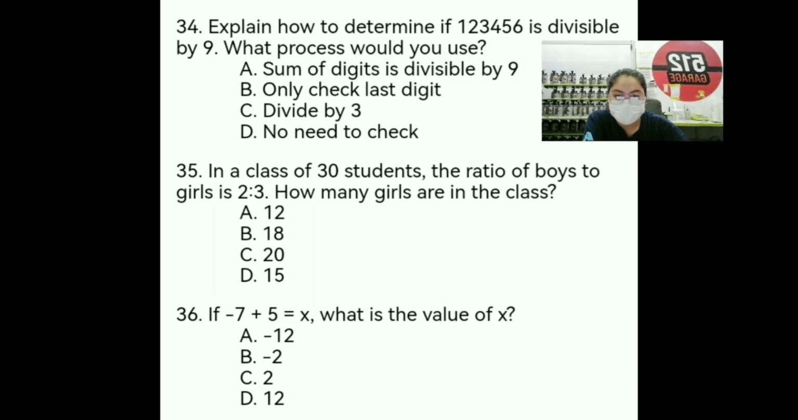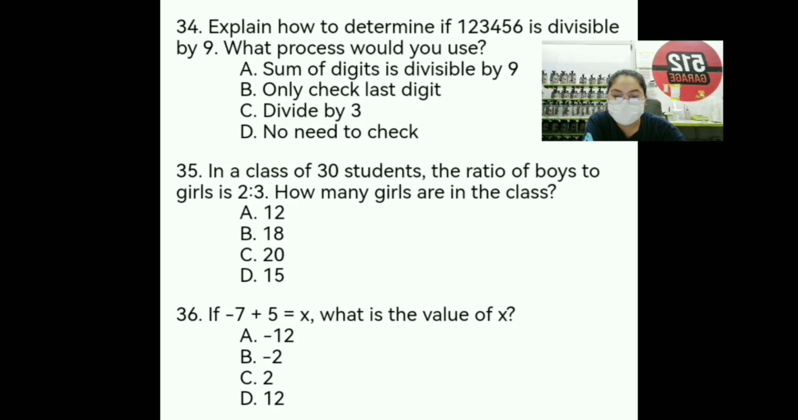So number 35. In a class of 30 students, the ratio of boys to girls is 2:3. How many girls are in the class? Letter A, 12. Letter B, 18. Letter C, 20. And letter D is 15.